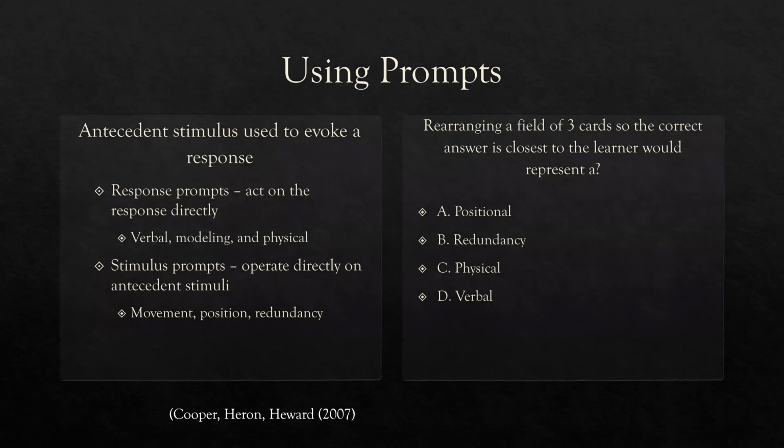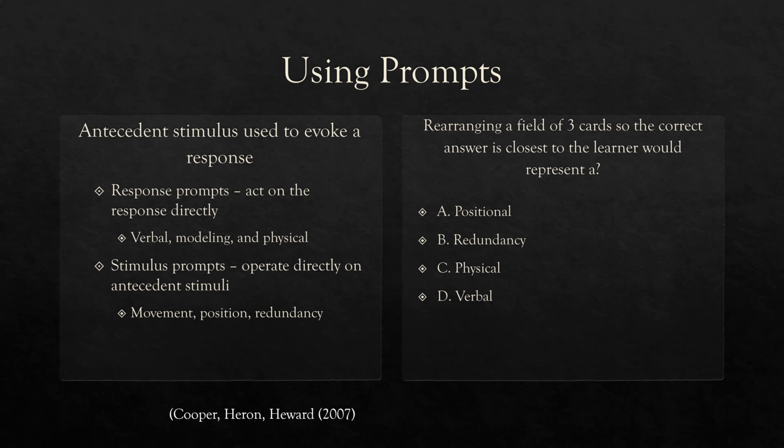So let's start with using prompts. Again, a prompt is just an antecedent stimulus used to evoke a response. Whenever you're teaching a new skill, or when you want a learner to do something and they're not doing it in the presence of the SD, that's when we prompt. We use temporary arranged SDs to evoke the response we want to see. Because when we get to the response we want to see, we can deliver reinforcement. Later on, we fade the prompt. That's how we teach.